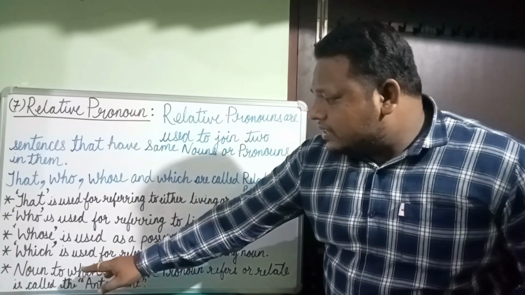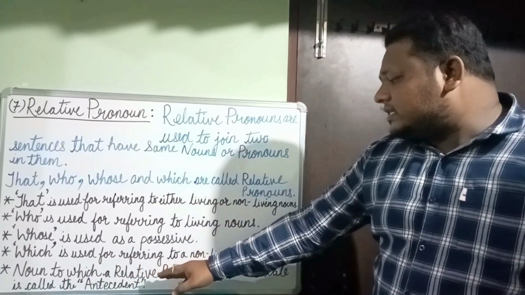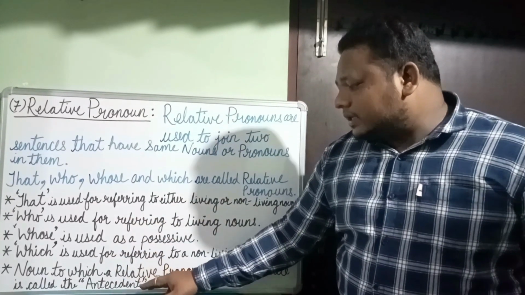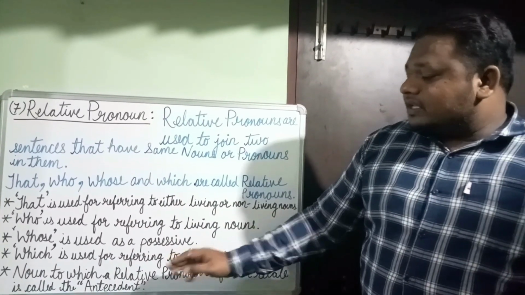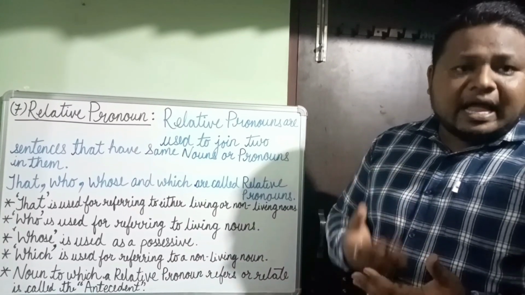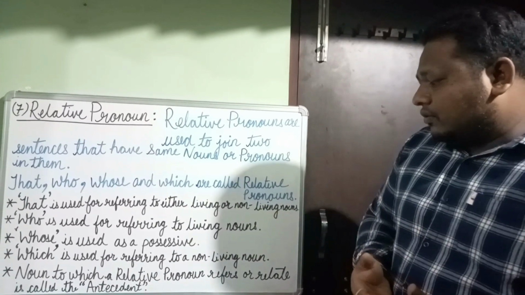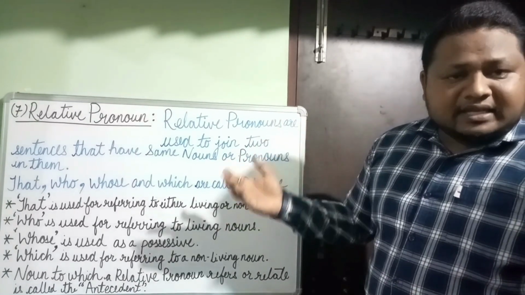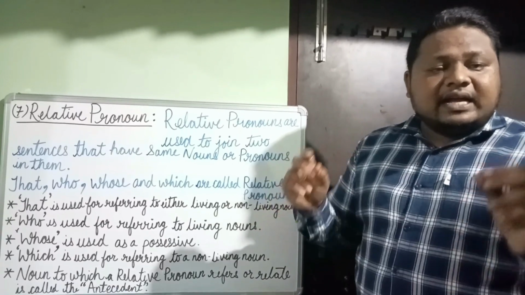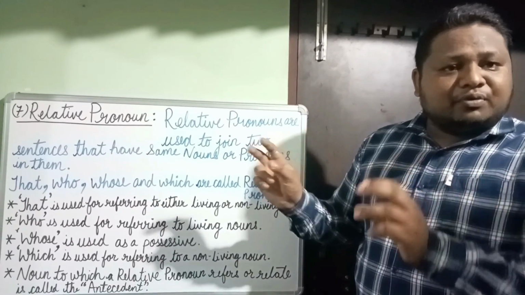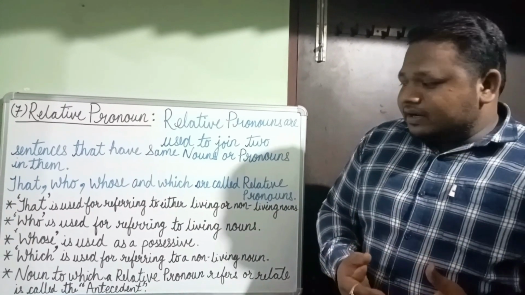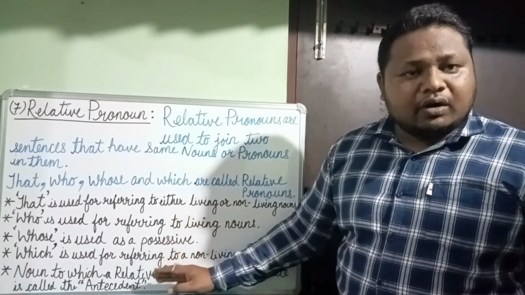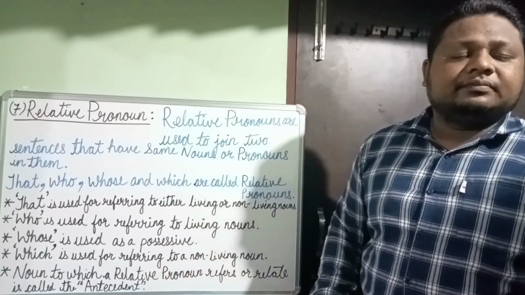Last, the noun to which a relative pronoun refers or relates is called the antecedent. Okay, this is very important. So the noun or pronoun about which we are talking in the sentence, as we saw, if the noun is common in both the sentences, that particular noun about which we are talking in the sentence is called the antecedent.